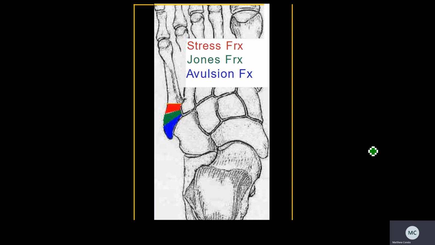This is a good graphic representation of the difference between a stress fracture, Jones fracture, and an avulsion fracture. These are typically where we're going to see these located, right? So think about what attaches to that base of the fifth metatarsal. Automatically, you should say, oh yeah, it's fibularis brevis. We know that from anatomy.